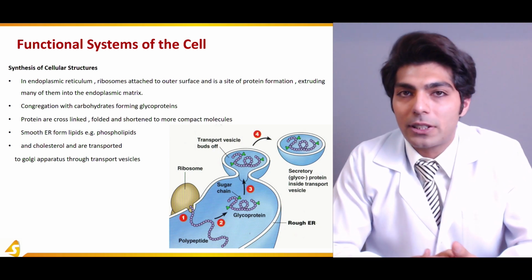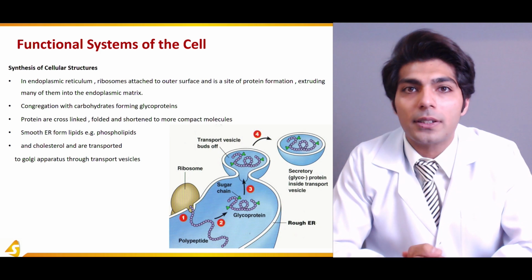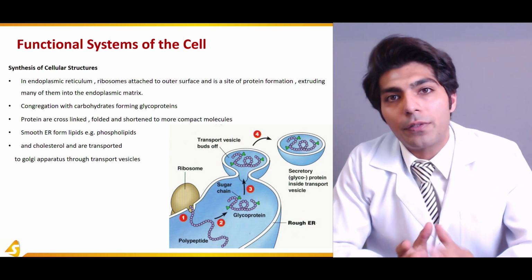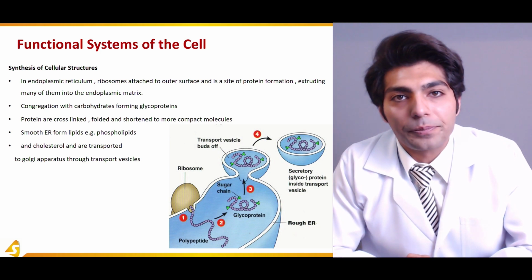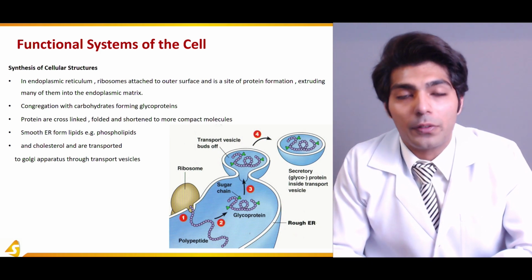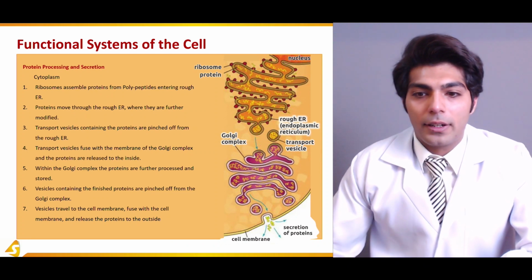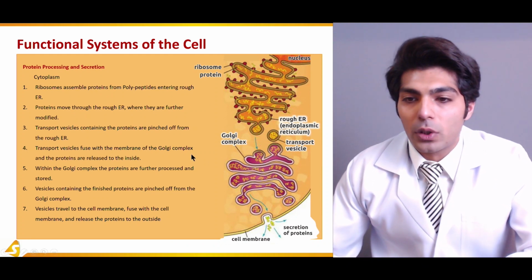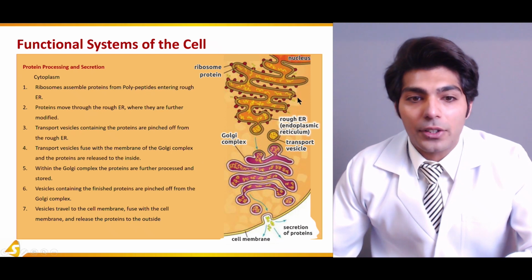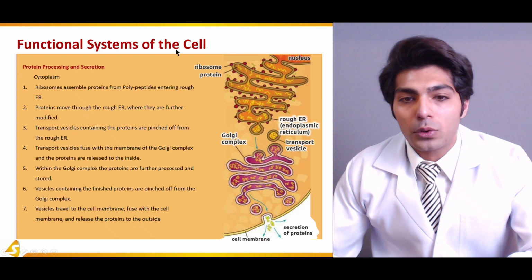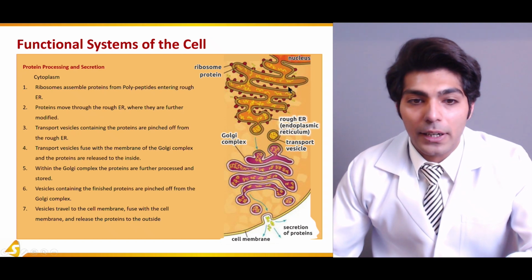And with the help of the messenger RNA, the transport vesicles are shifted or transported to the Golgi apparatus for further modification. That's how it works. This is protein processing and secretion. You can see the ribosomes. This is the cytoplasm. So ribosomes assemble proteins from polypeptides entering the rough endoplasmic reticulum.